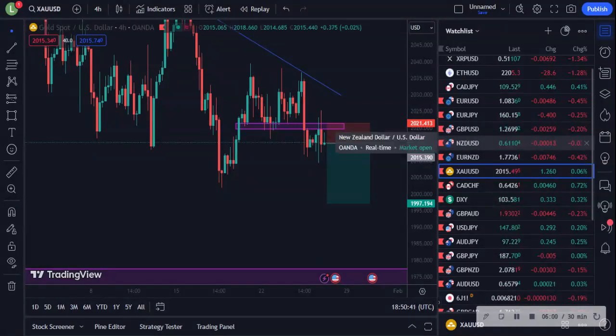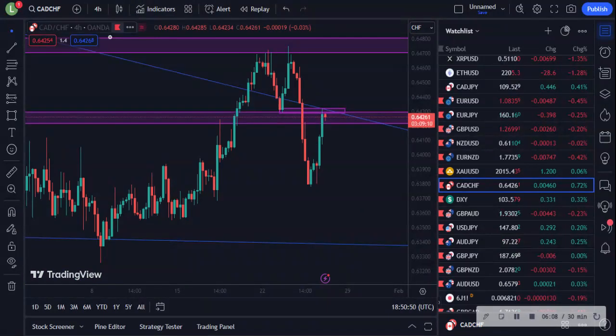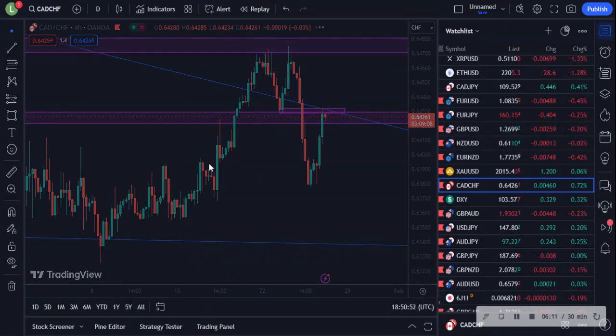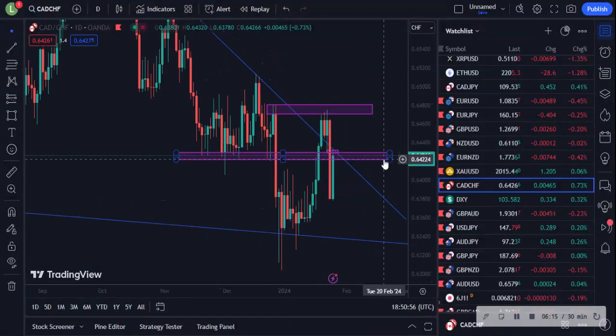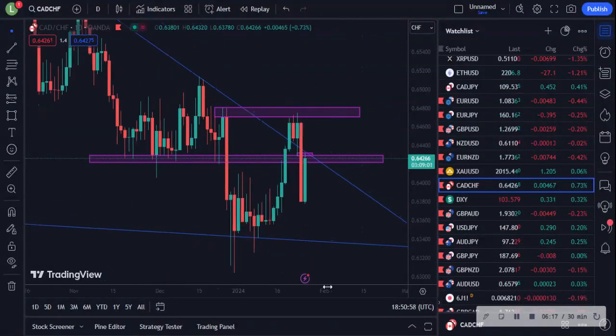Yeah, so there are a few setups, three setups, pretty high probability. And you've also got CAD CHF, which has caught my interest. So we had some really nice sells from this level. We actually retested, if I just get rid of this level.